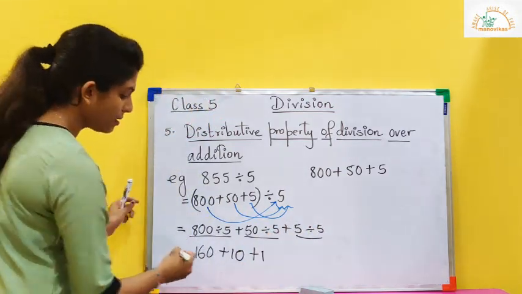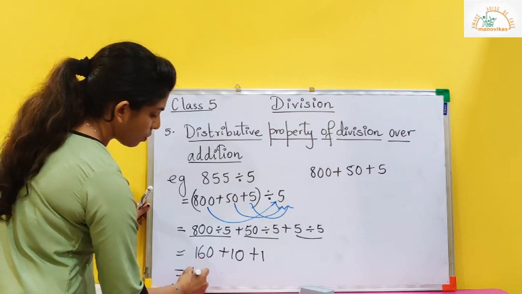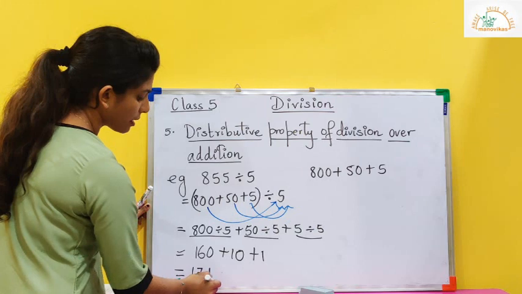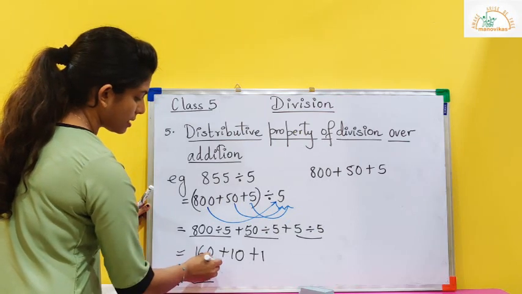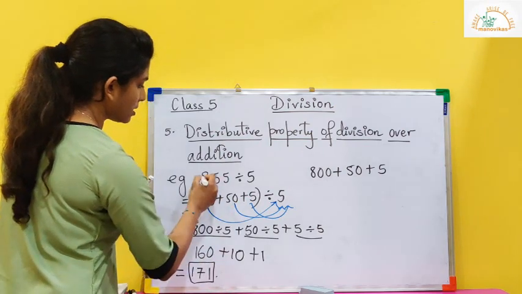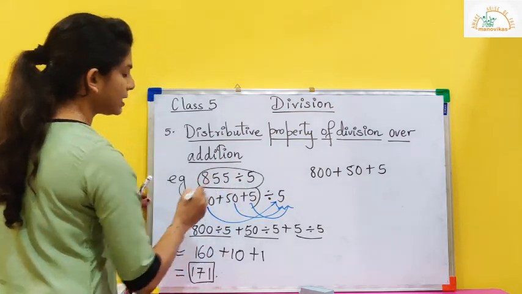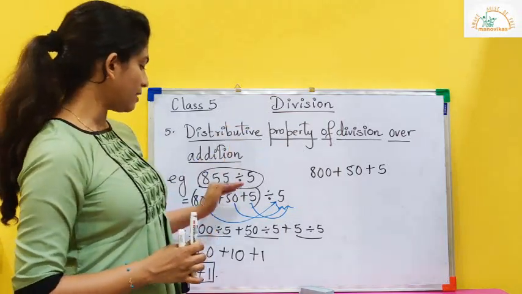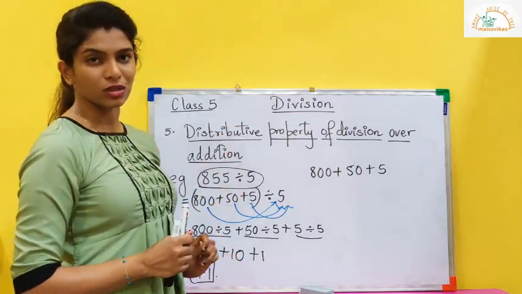Okay, we have to add. What do we get? After addition, we get 171 as the answer. So this is the answer for 855 divided by 5. So, using this property, we have solved the division.